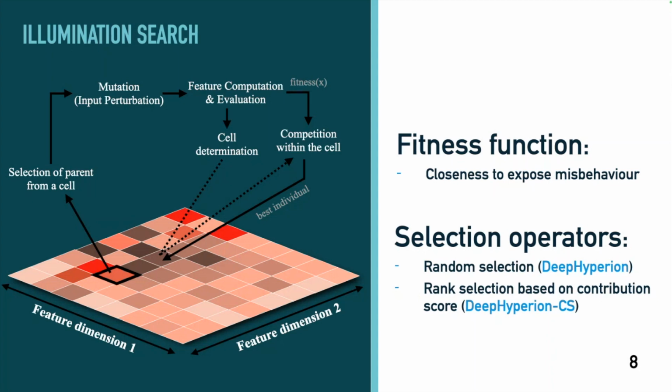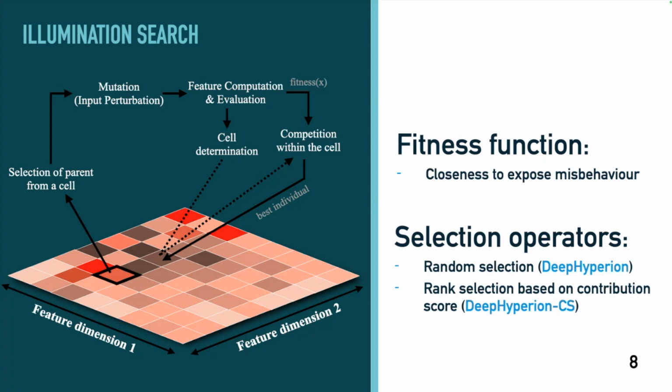So the algorithm works like this. You initialize this map with your feature dimensions, and in each iteration, you select an occupied cell and mutate it using mutation operators, and then you compute the features for the newly generated input. Then you find the corresponding cell to put that input. There is a local competition between the newly generated input and the one occupying the cell, and the one that has the highest performance is placed in the map.